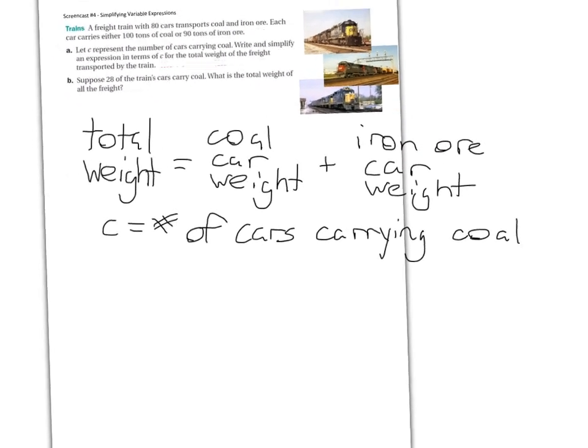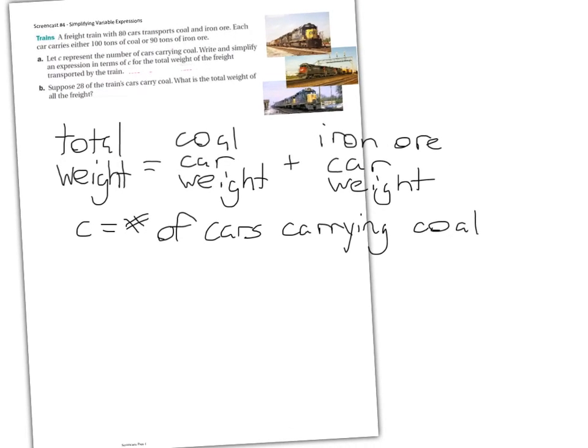What I've done here is I've sort of created an equation, yes, because it has an equal sign, but we're going to use it so that we can set up our expression. Because there's only two types of cars, we know total weight is going to be the coal car's weight plus all the iron ore car's weight. There's probably going to be a lot more coal cars and iron ore cars than just like 1 plus 1, of course. So we have to figure that out, only using the information they gave us.